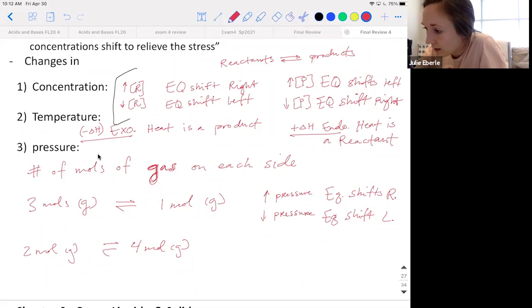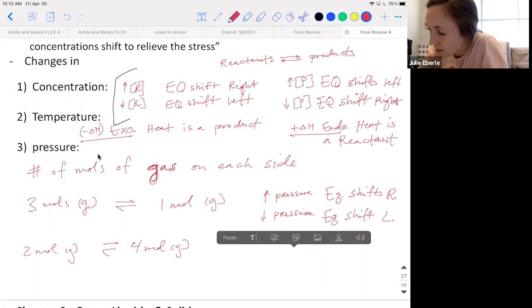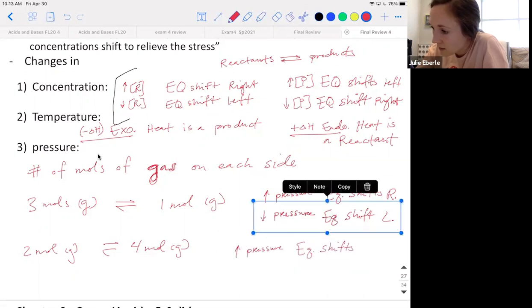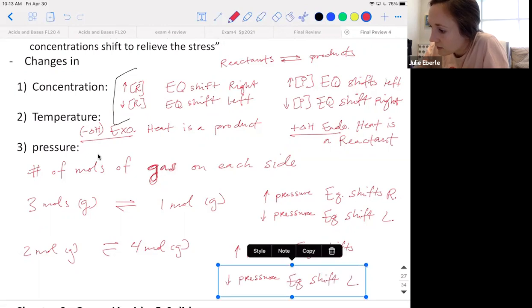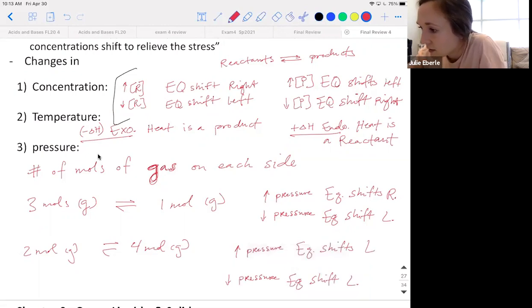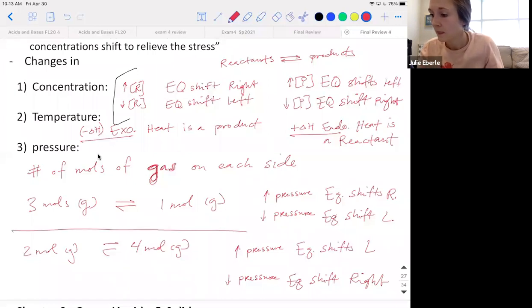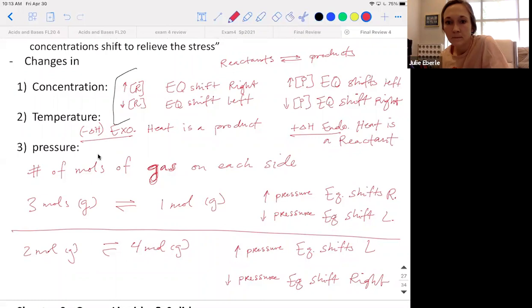So now, if I'm literally gonna copy, I'm gonna change some things though. So now if I increase pressure, equilibrium shifts left. I decrease pressure, equilibrium shifts right. But it all depends. You got to figure out how many moles of gas do I have on each side. If you increase pressure, it shifts to the side with fewer moles of gas. If you decrease pressure, it always shifts to the side with more moles of gas.